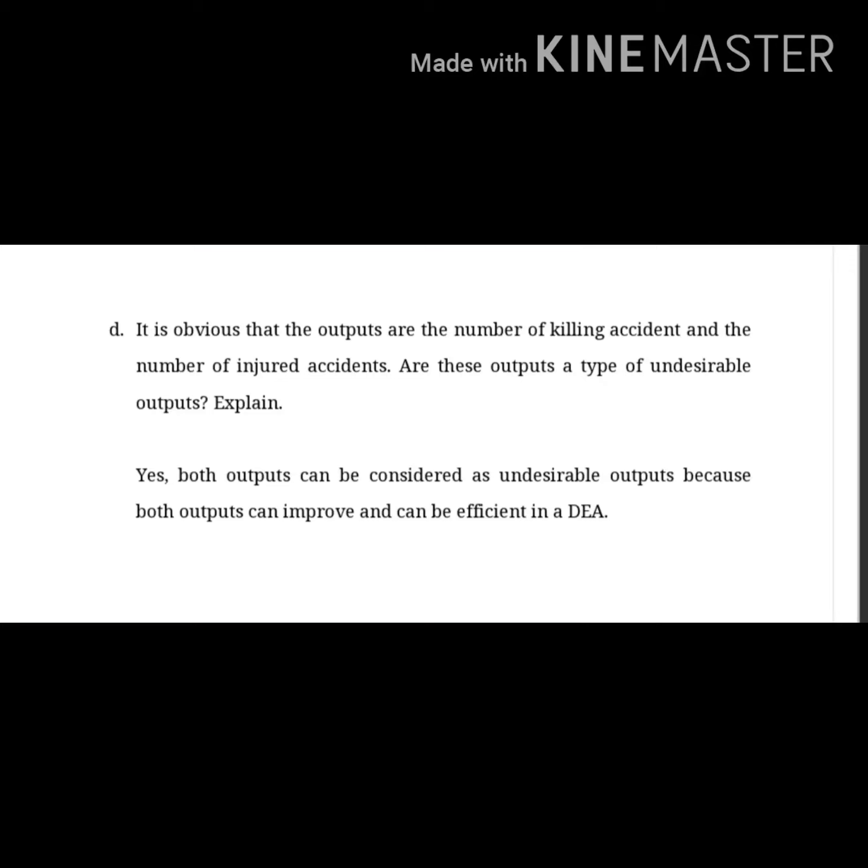D. Is it obvious that the outputs are the number of killing accidents and the number of injured accidents? Are these outputs a type of undesirable outputs? Explain. Yes, both outputs can be considered as undesirable outputs, because both outputs can be improved, and the unit can be made efficient in a DEA.